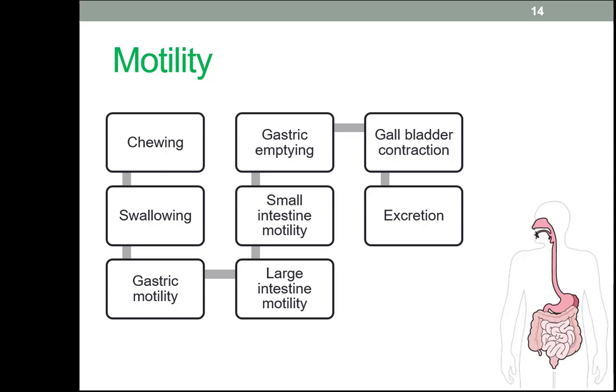Chewing lubricates the food by mixing with saliva, which also contains the enzyme alpha amylase that starts the digestion of starches. The stomach is a large reservoir that allows the digestion of meal-sized amounts of food, which we'll see in a moment. And while in the stomach, the food is broken into smaller particles, and digestive enzymes start the hydrolysis of proteins.